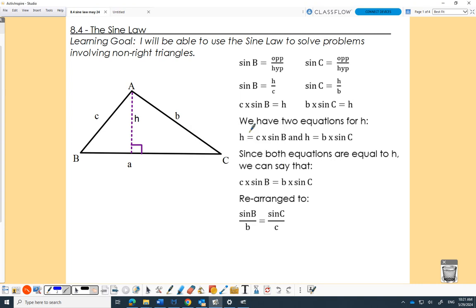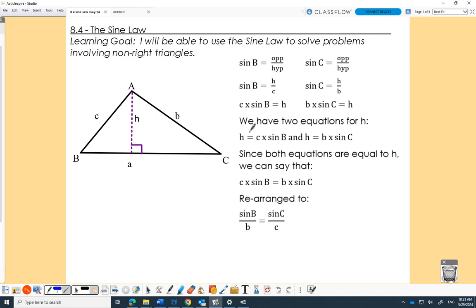Okay, the sine law. It's probably my favorite trig lesson in all of high school. I'm not making that up. Students seem to like it. It's really neat what happens.